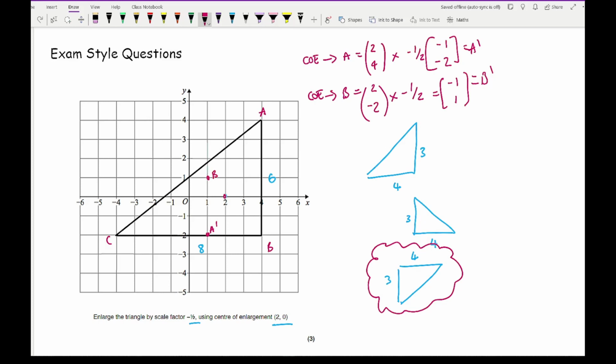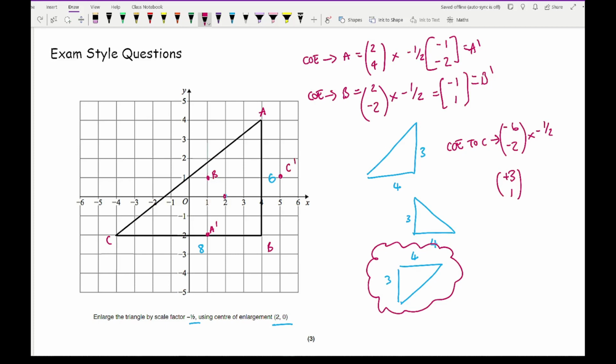And then finally for C, the CO to C, well, that is going to be 6 to the left, so that's minus 6, and then 2 down, so that's minus 2. So if I then multiply that by minus a half, what does that become? Minus 6 times a half is positive 3, and 2 times minus a half is positive 1. So if I then from this point go 3 to the right and then 1 up, this gives me C dash.